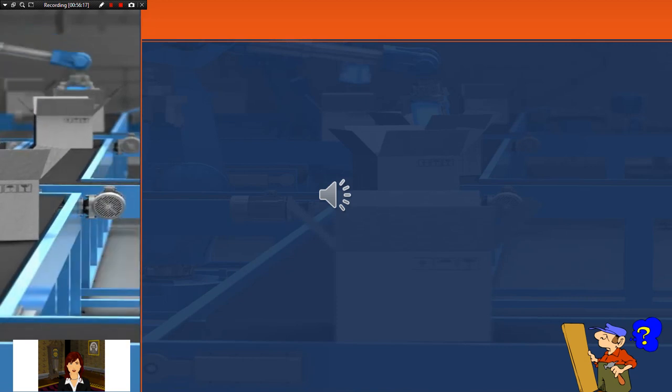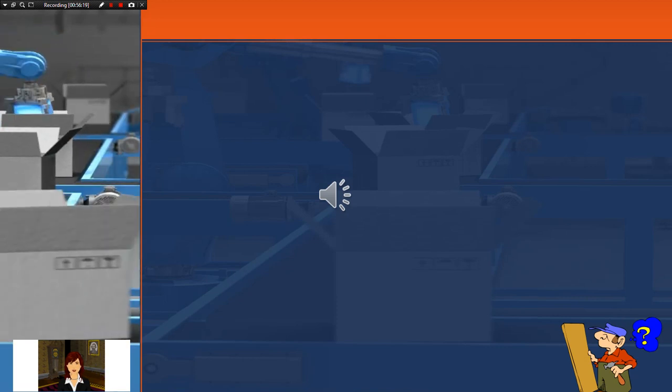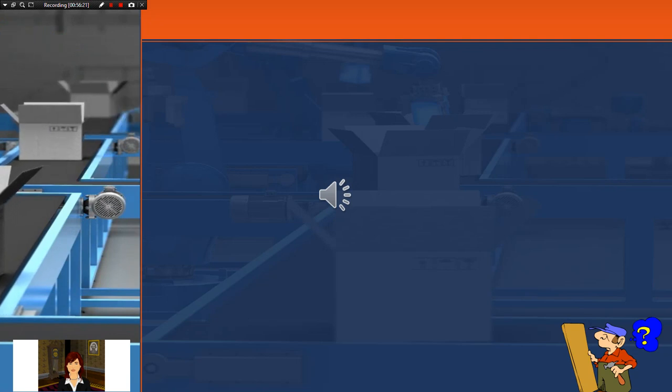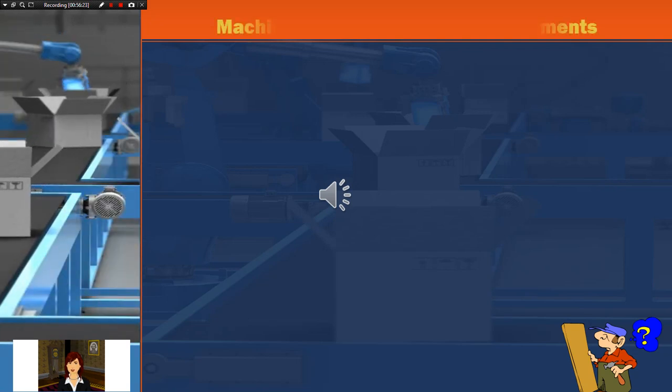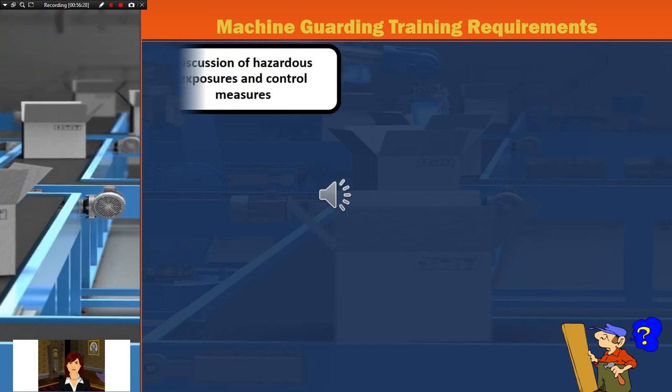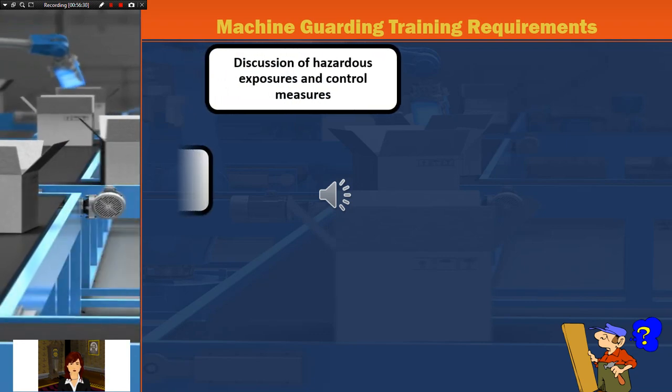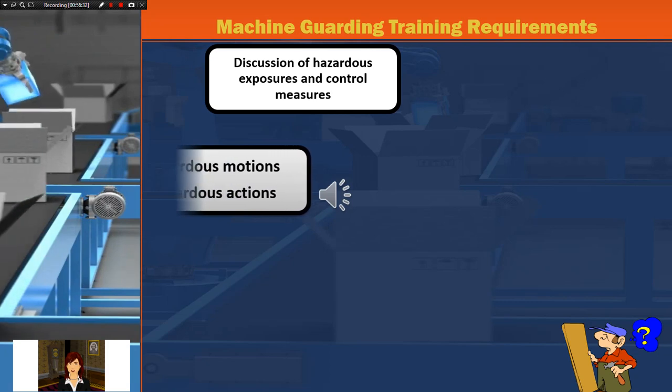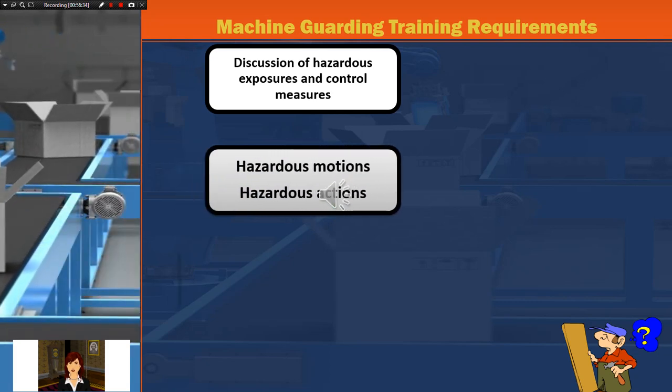Machine guarding training requirements. Discussion of hazardous exposures and control measures, hazardous motions, hazardous actions. Potential of flying ejected material. Fire combustion potential. Appropriate personal protective equipment and clothing. Health hazards, air quality.